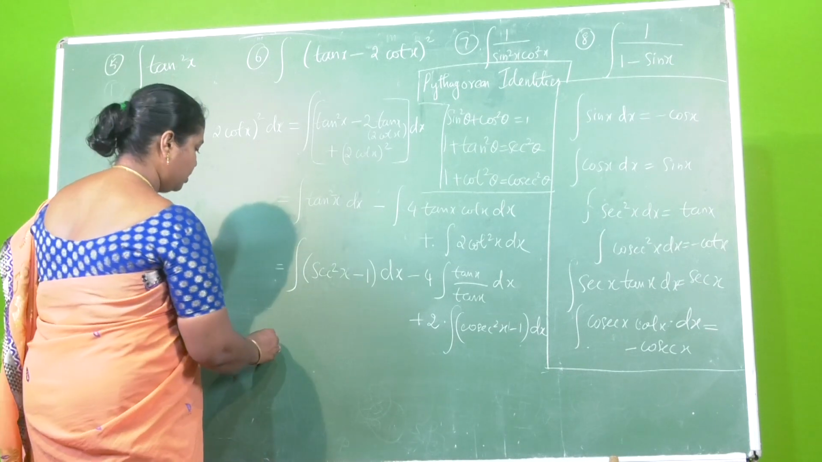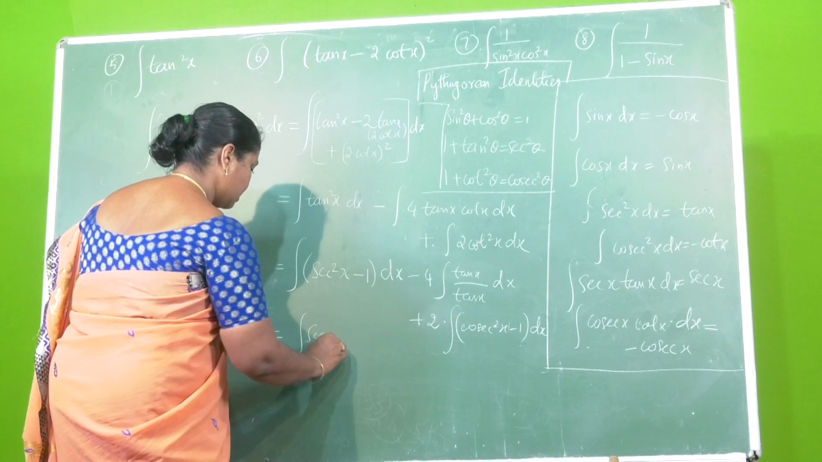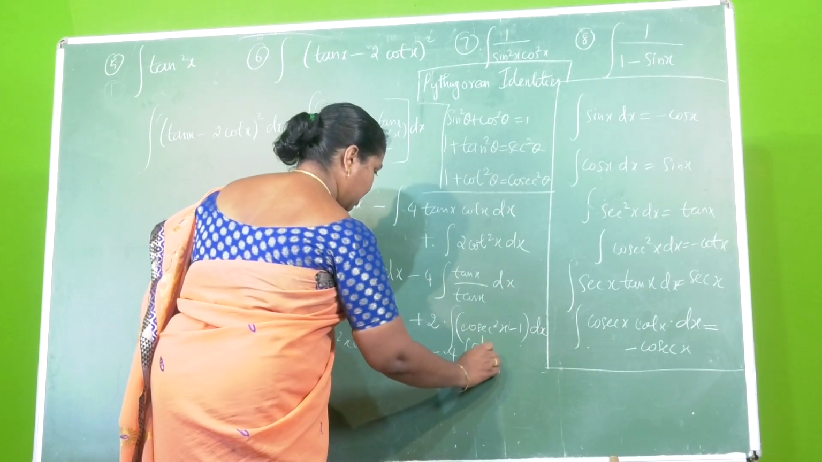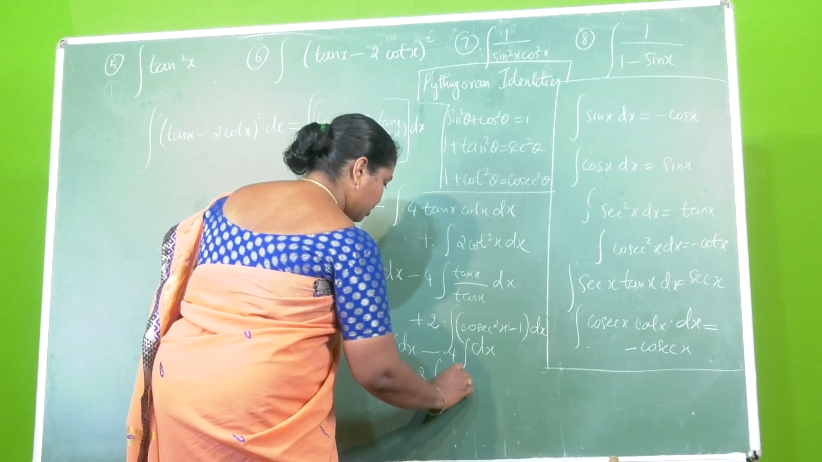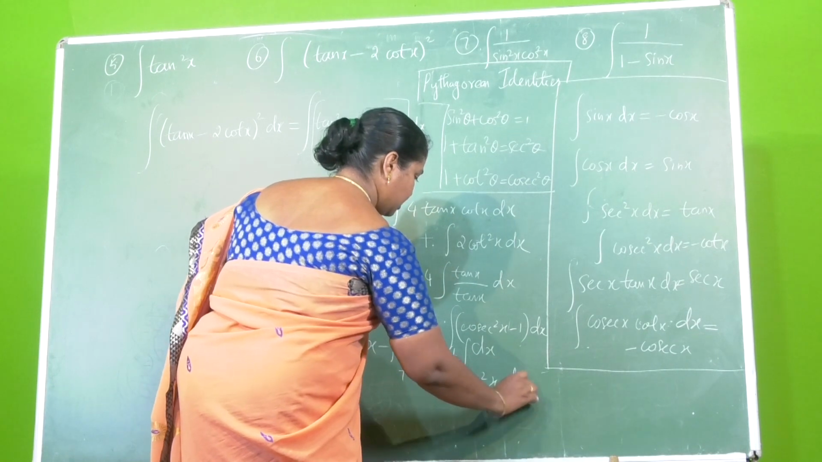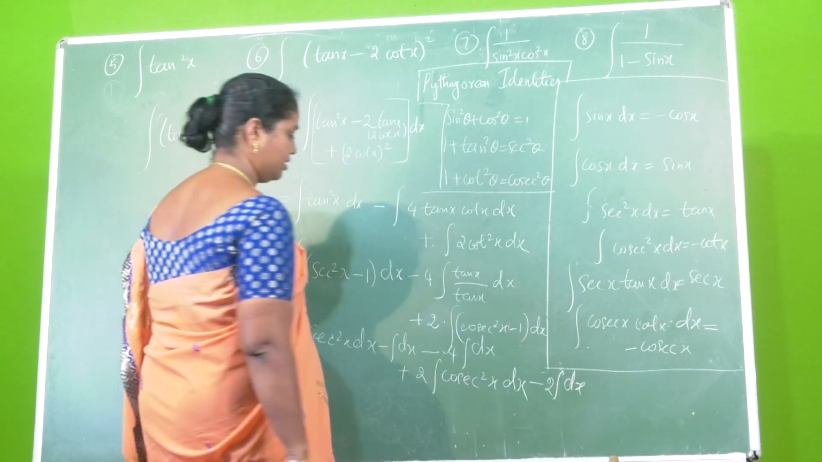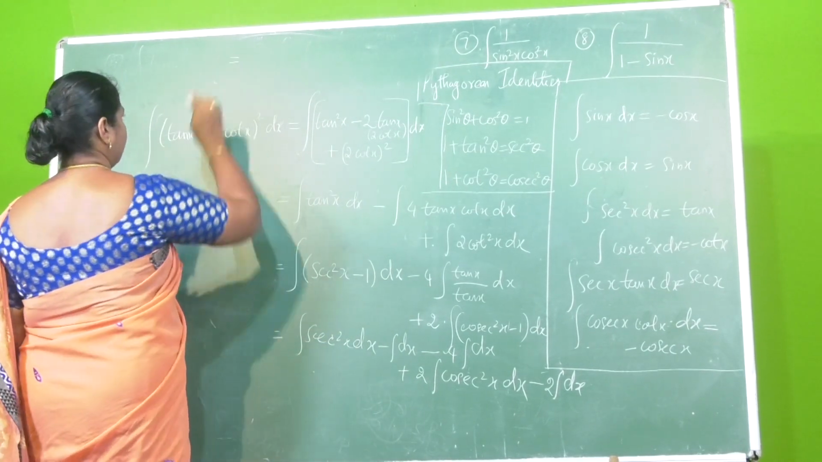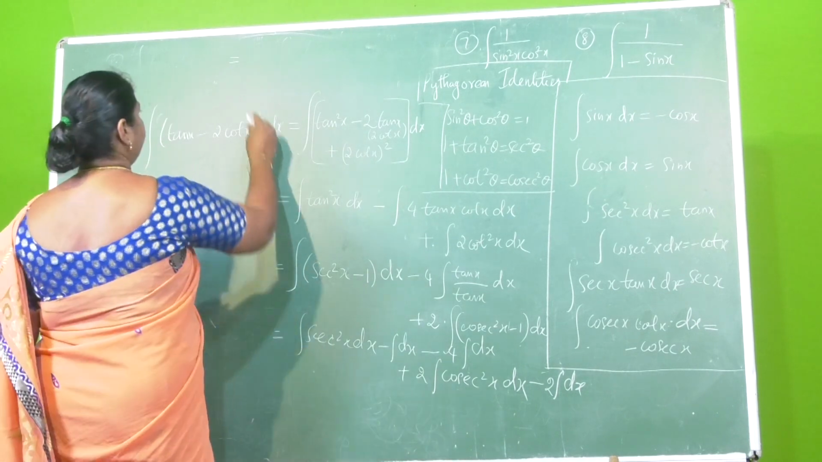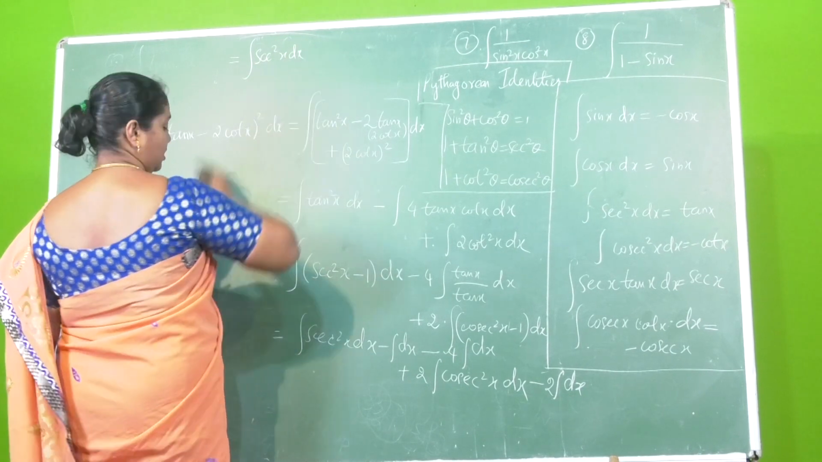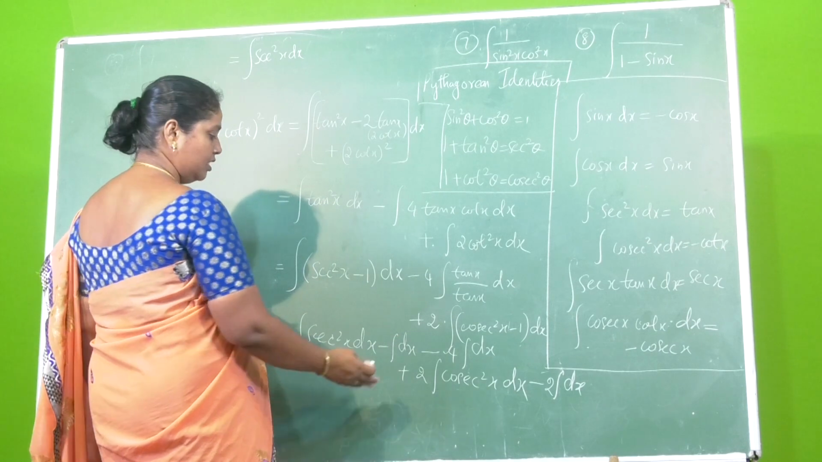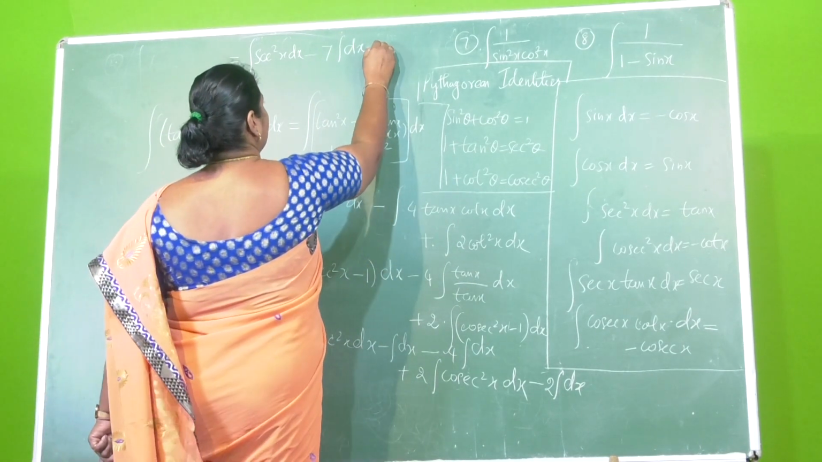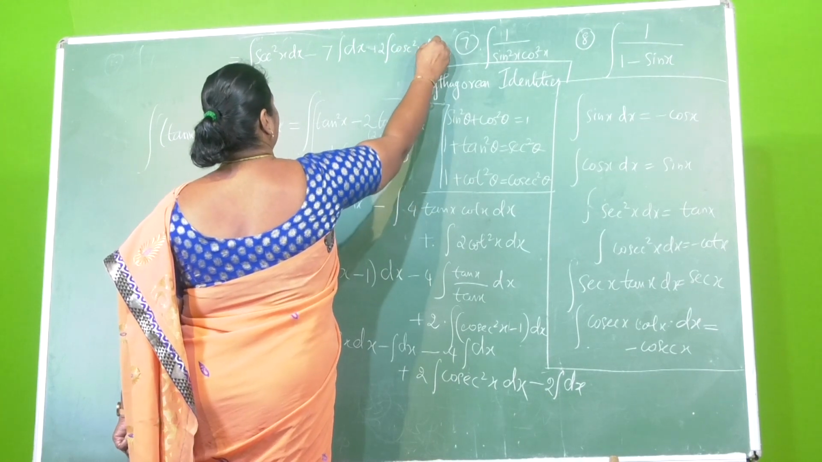Now this can be written as the first term, integral secant square x dx minus integral dx. The tan x will cancel, so this is minus 4 integral dx. This term is 4 times integral cosecant square x dx minus 4 integral dx. I am repeating this: integral secant square x dx. Now you see that three terms are of the same type: integral dx, 4 dx and 4 dx. If you add these, you get the integral 9 dx, and then 4 times integral cosecant square x dx.